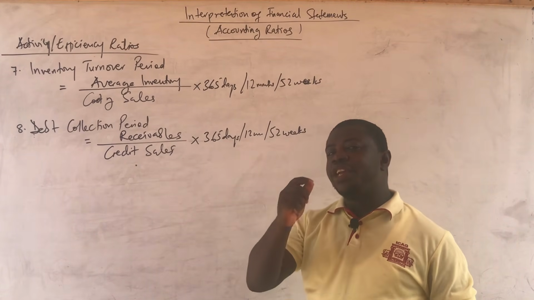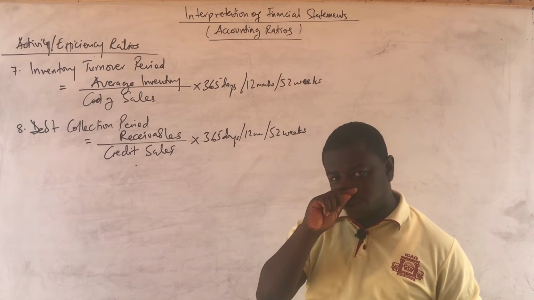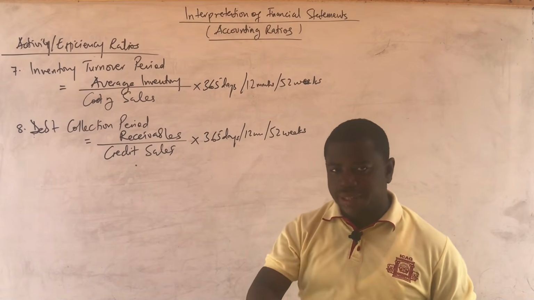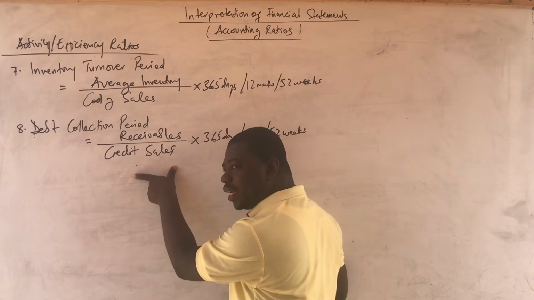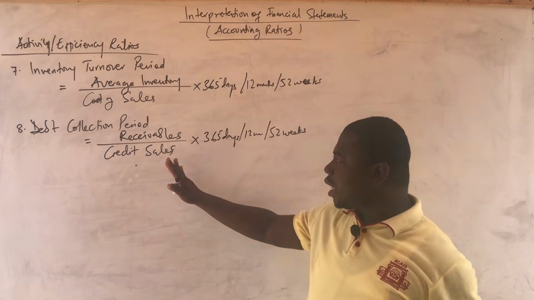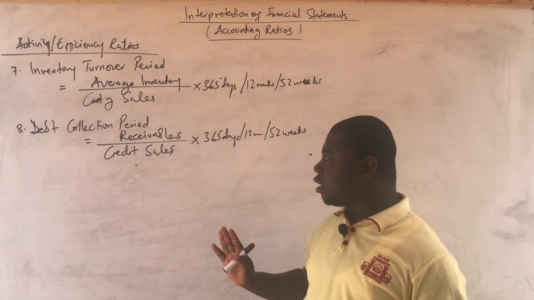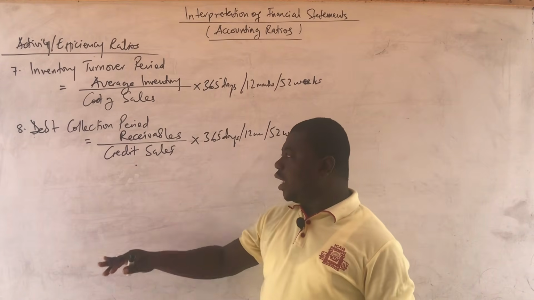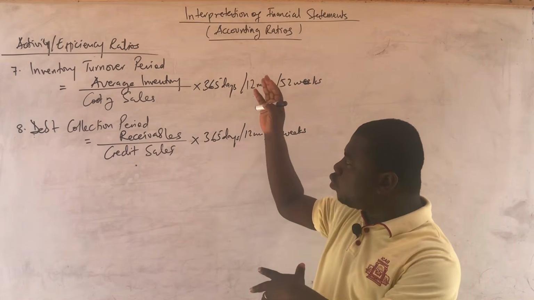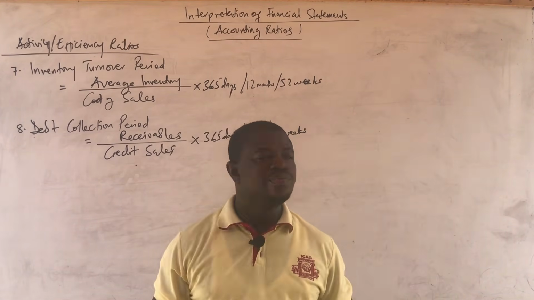So when you are given a clue as to the value for credit sales or how to arrive at credit sales, please do so and then bring that here. Other than that, pick the total sales and then you bring it. So that is how to arrive at the debt collection period. Let me add the last one and I'm going to interpret them together for you.